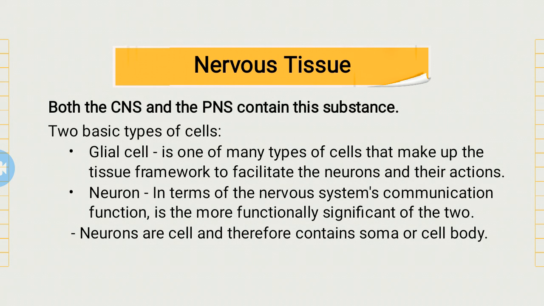Glial cells are one of many types of cells that make up the tissue framework to facilitate the neurons and their actions. These are non-neuronal cells in the central and peripheral nervous systems that do not produce electrical impulses, but they maintain homeostasis and provide support and protection for neurons. The second basic type of cell is the neuron. In terms of the nervous system's communication function, the neuron is the more functionally significant of the two. Neurons are cells and therefore contain a soma, or cell body. They are specialized to transmit information throughout the body.